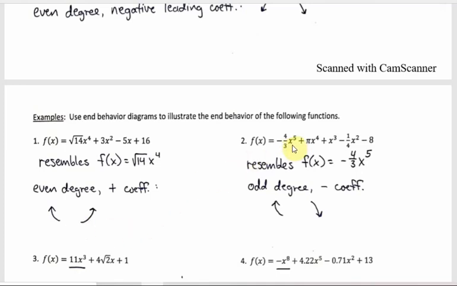Here, odd degree, negative leading coefficient, and it should resemble that leading term, so negative 4/3 x to the fifth. But odd degree means one goes up, one goes down, and negative leading coefficient means it's going to be up on the left, down on the right. So you get that end behavior diagram.